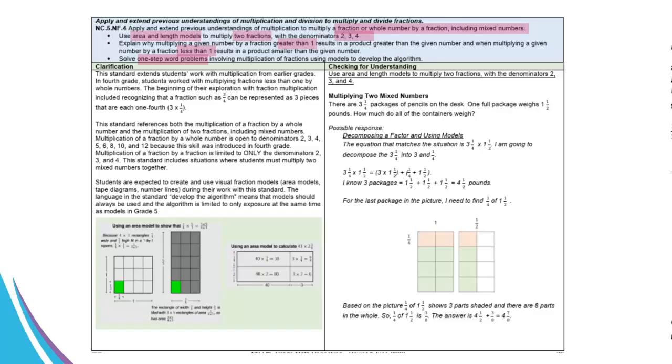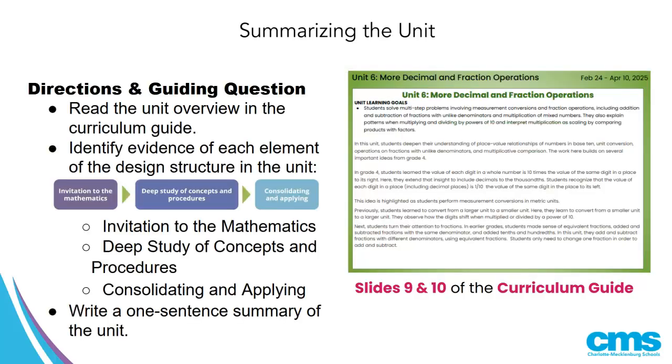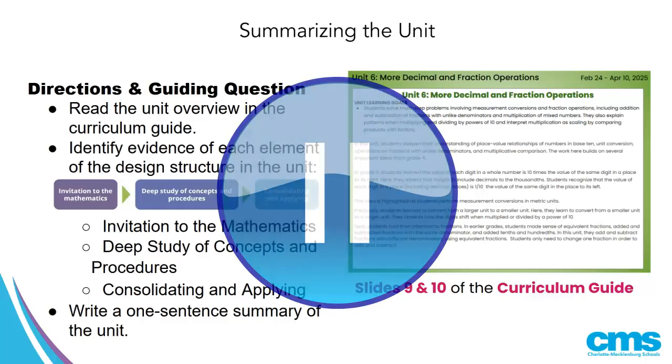Okay, so that wraps up our new standards. Let's move to summarizing the unit on your note catcher. We'll look at the summary at the beginning of the lesson notes in your curriculum guide. Read the unit overview on slides 9 and 10 in your curriculum guide. When you finish, try to summarize the gist of the unit in a sentence, or 2 maybe. This one is a big one. Then discuss with your team how the unit follows the design elements of invitation, deep study, and consolidation. Pause the video to complete this task.